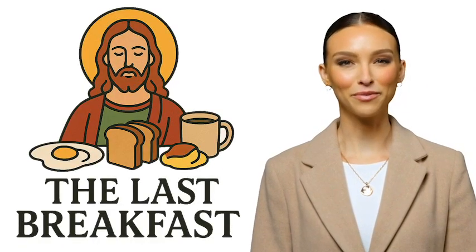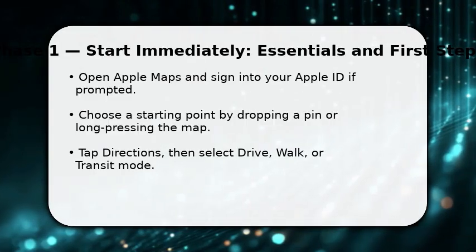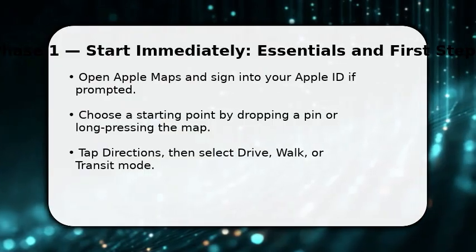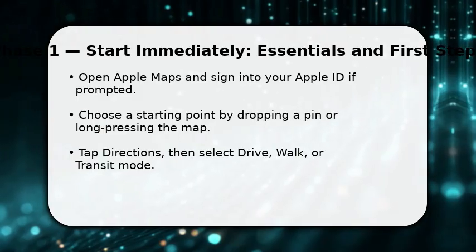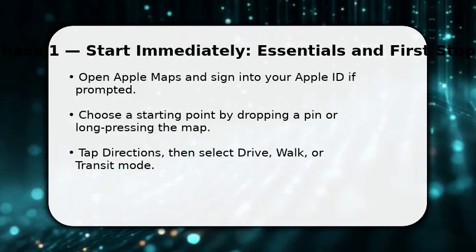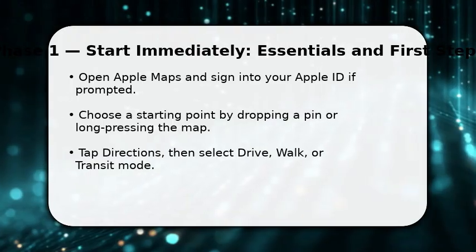Please enjoy the video. You begin by opening Apple Maps and picking where you start. Drop a pin or use your current location. Once you have the start, tap directions and choose drive, walk, or transit. This sets the routing algorithm.